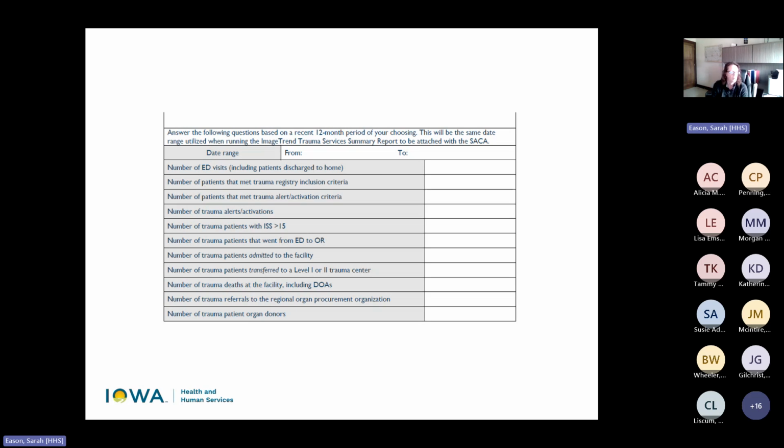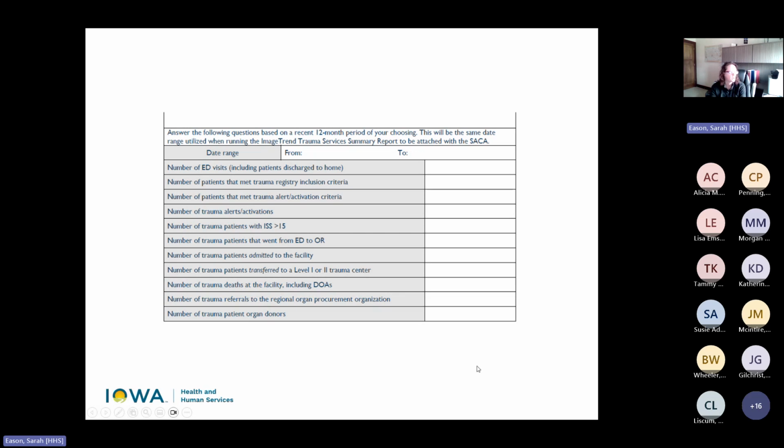Patients transferred to level 1, level 2, or if you're a level 3, or if you're a level 4 and you transferred to a level 3, that's very self-explanatory. The number of patient deaths that occurred, that's right in those sub-reports too. You'll see, in fact, I think it's even on that example I just showed you.